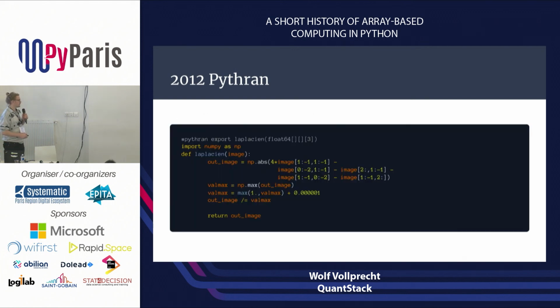And here you can see how you use Pythran. Basically, you write the regular NumPy code, and then you add a small comment on the top that says Pythran export this function with this signature, which will then be picked up by the Pythran compiler to generate this super fast binary.